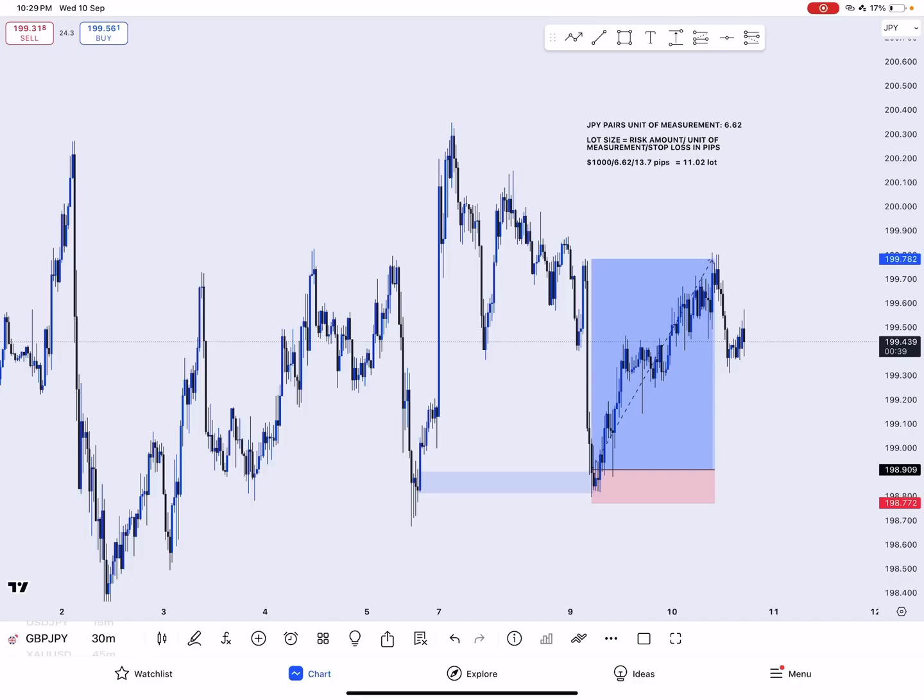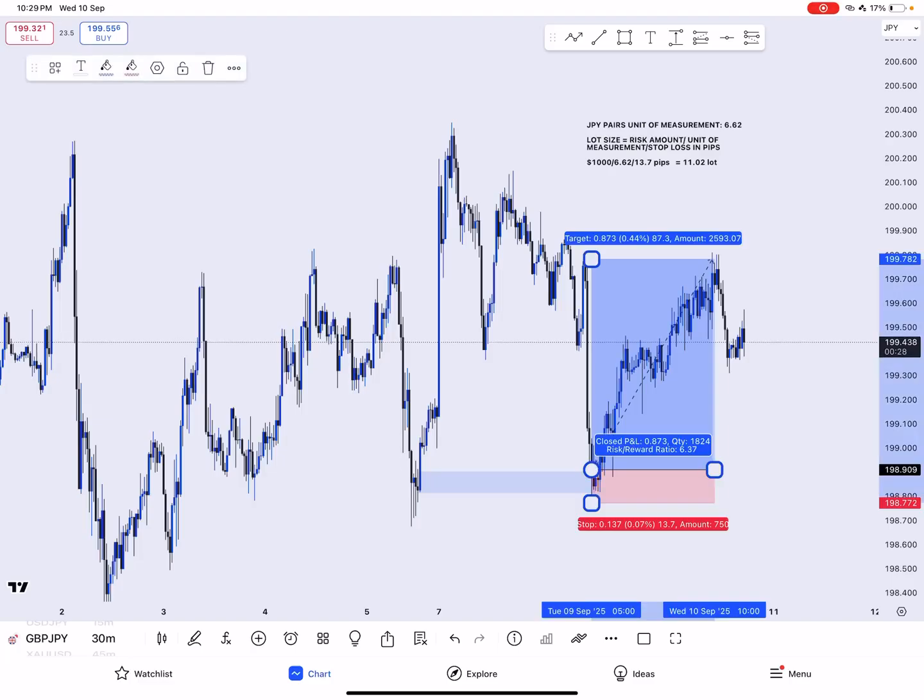So the formula we use in calculating our lot size is basically the risk amount, the amount you are risking in USD, divided by the unit of measurement, then divided by your stop loss in pips. For example, this particular trade, the stop loss is 13.7 pips. The unit of measurement of this pair, GBP JPY, is obviously 6.62. So if I'm risking $1,000 on this trade, to find the lot size I do $1,000, that's your risk in USD, divided by the unit of measurement, 6.62, then divided by your stop loss in pips, which is 13.7.